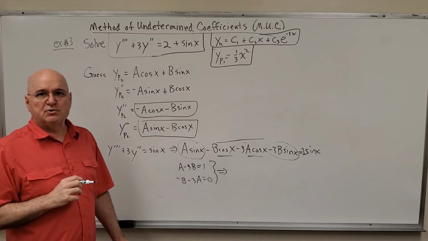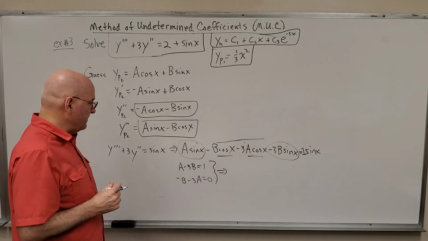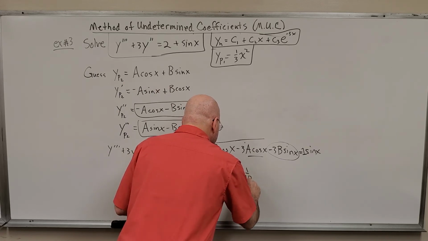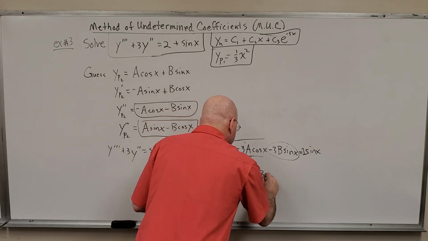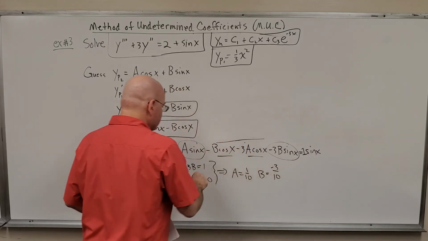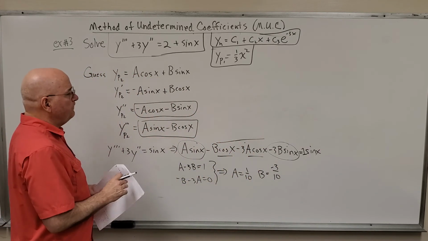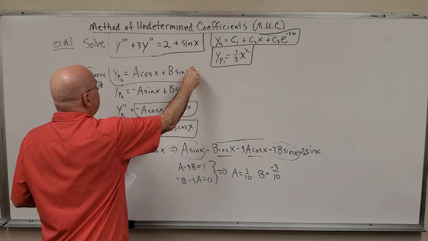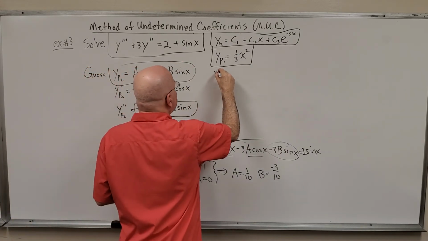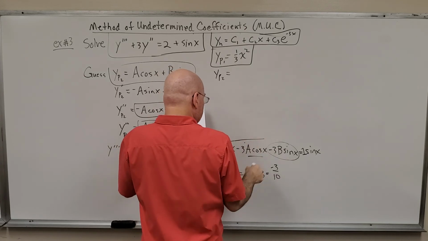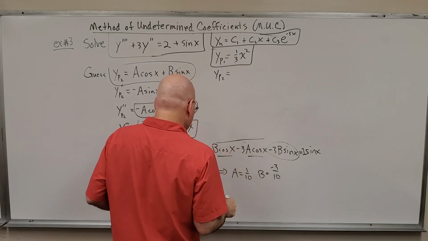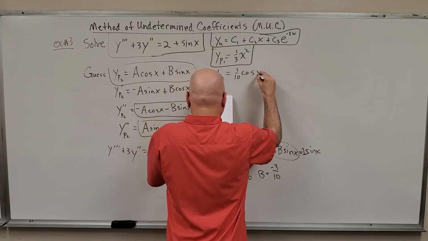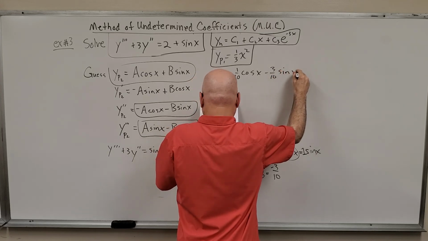I won't do the substitution or the addition, elimination method. You come up with A equals 1/10, B equals negative 3/10. I'll let you do the linear algebra work there. So that tells us that, here's our solution. Now we know A and B, so yp2 is equal to 1/10 cosine x minus 3/10 sine x.